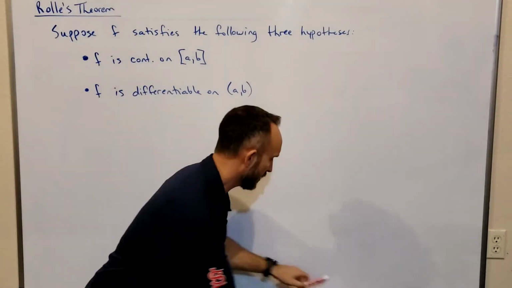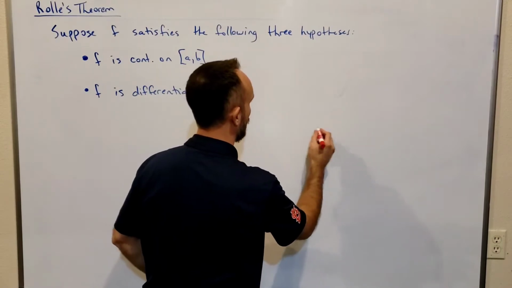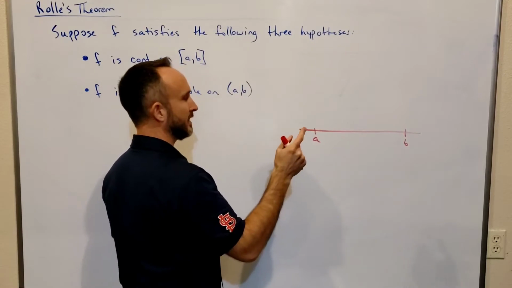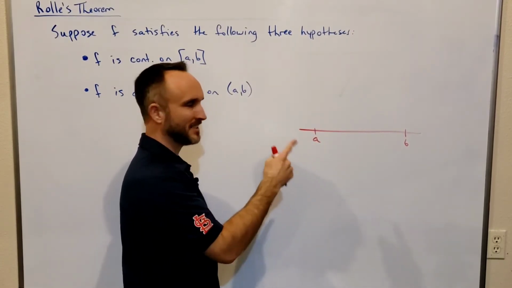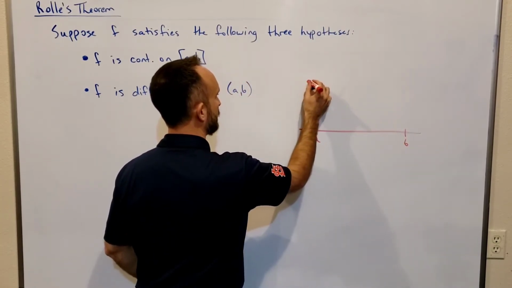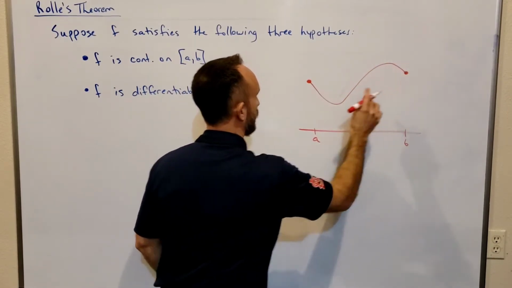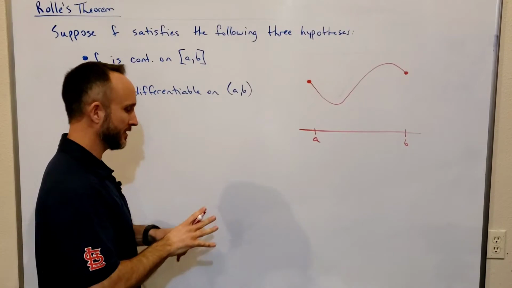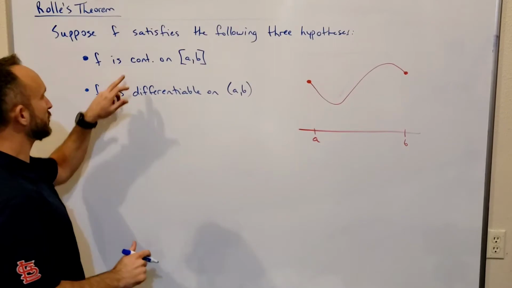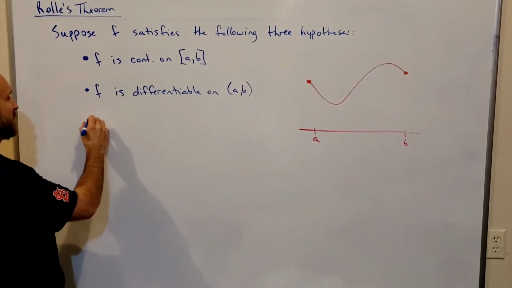Okay? So what we see, if we were to illustrate this, is we'd have to draw a graph from a to b that is connected with no gaps or breaks and is smooth and is defined at the endpoints. So maybe something like this. No sharp points, no breaks. Very nice. Okay, so this function satisfies both of those hypotheses. Okay, so those are only two of the three hypotheses for Rolle's theorem. The third condition makes it somewhat specialized.